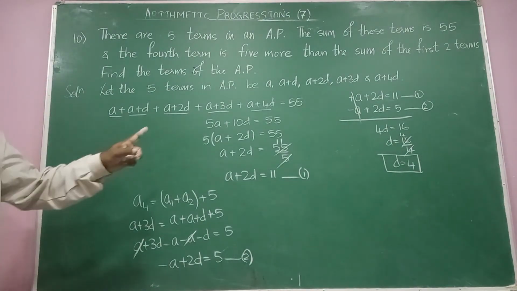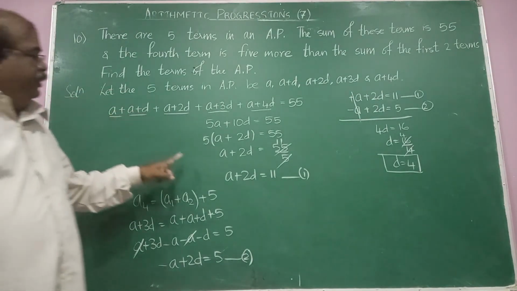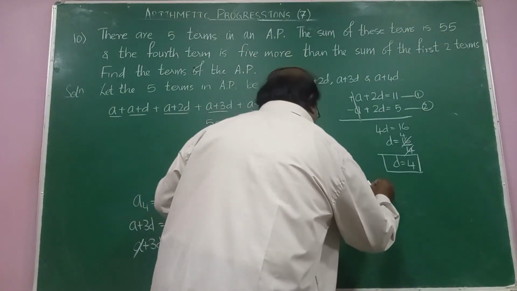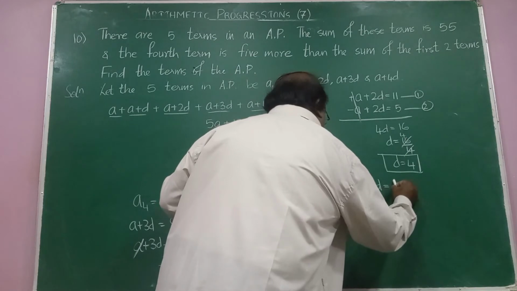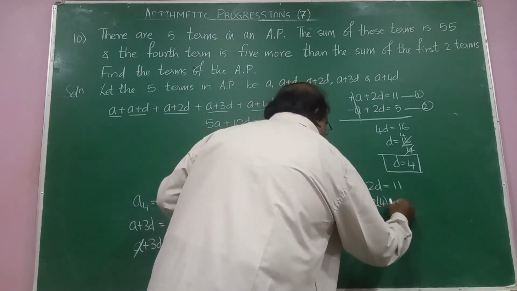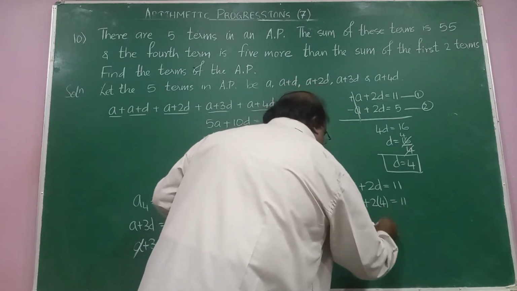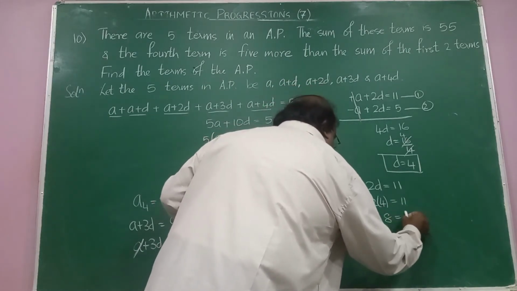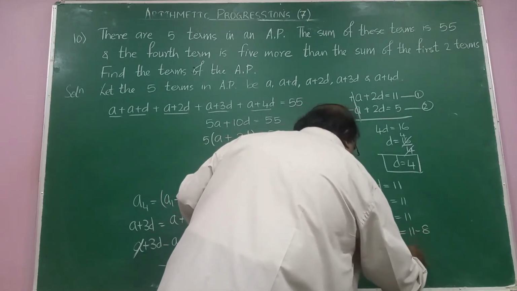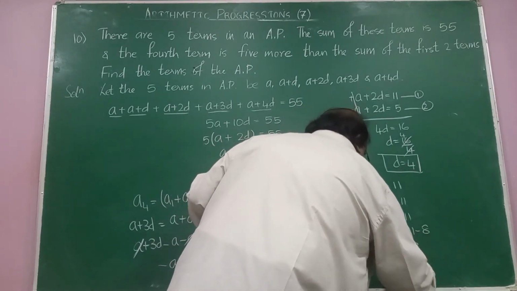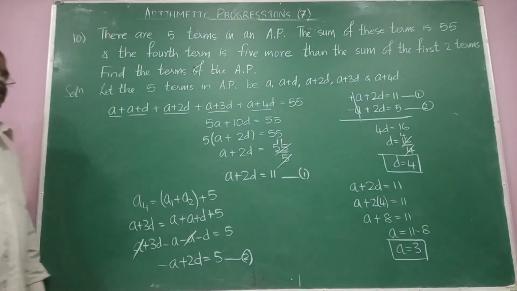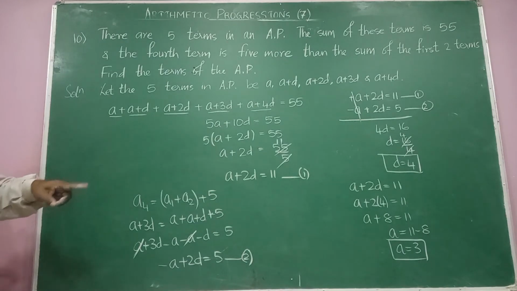4. Once you know the value of D, substitute the value of D in equation 1. Equation 1 says A plus 2D is equal to 11. A plus 2 into 4 is equal to 11. So you get A plus 8 is equal to 11. So A is equal to 11 minus 8. What is A equal to? 3. So I know what is D, I know what is A.